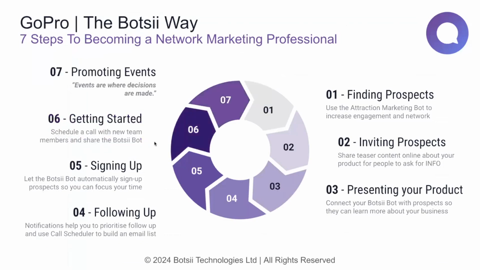Final step of these 7 steps from Eric Worre is around promoting events. And this is where he says events are where decisions are made. And it's very true. And certainly things have moved on in the network marketing space since COVID as well. There tends to be more online events rather than necessarily physical events, but there's still loads of companies that have big physical events, face-to-face events, sometimes international events.